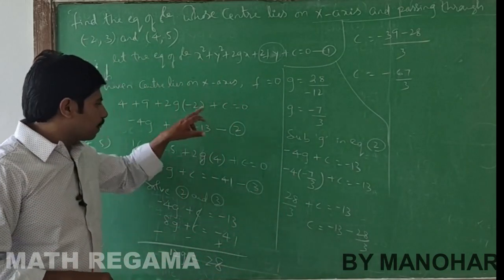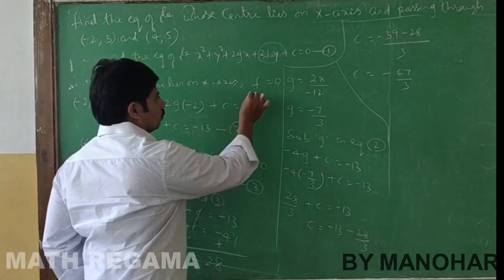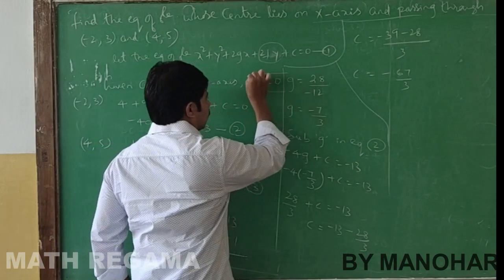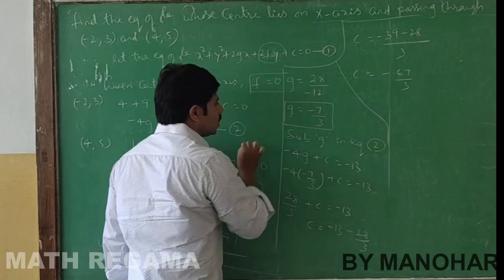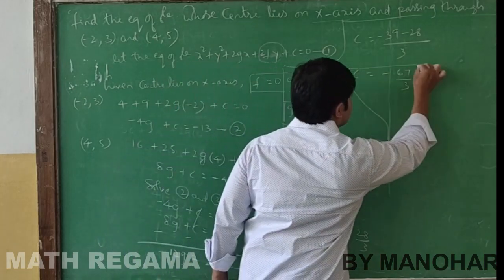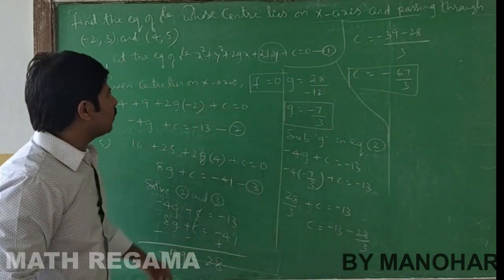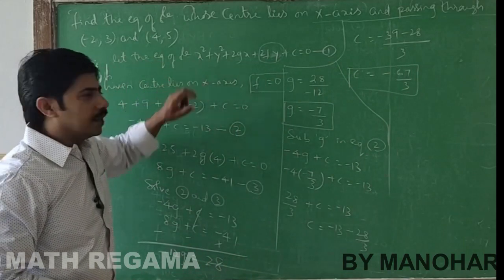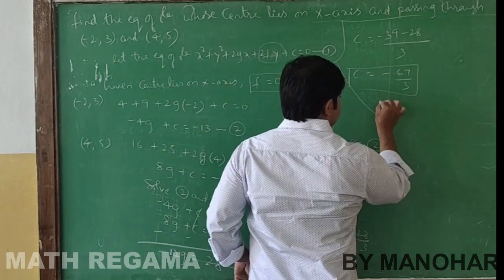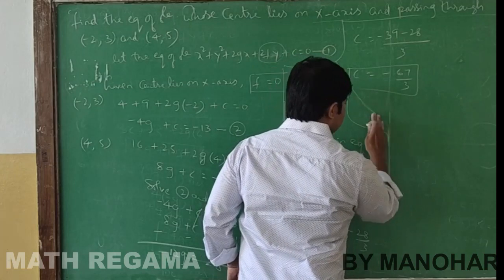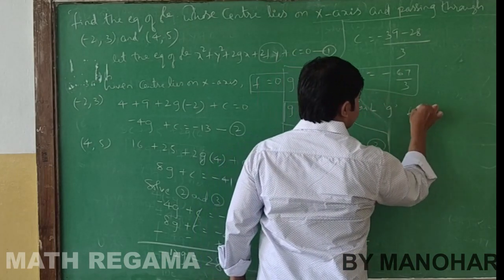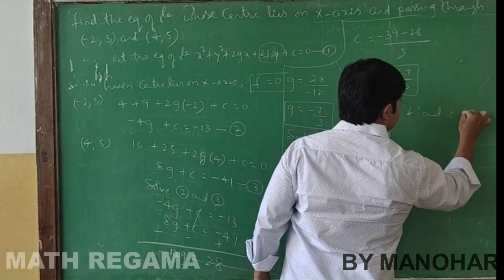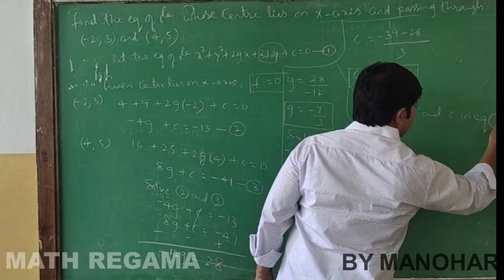Now we have f value. Okay, we have g value. G, f, c, all the three we got. Now what we have to do? All the three we have to substitute back in equation 1. So substitute g, f and c in equation 1.